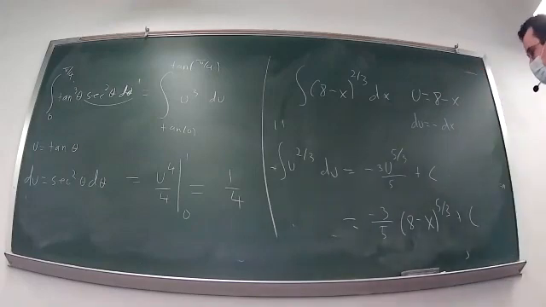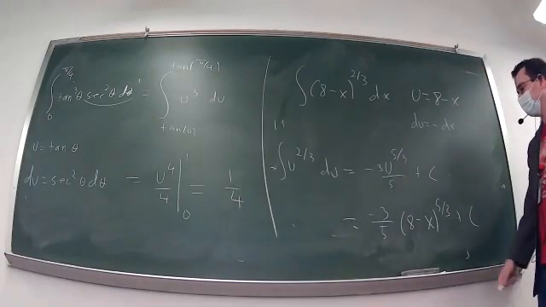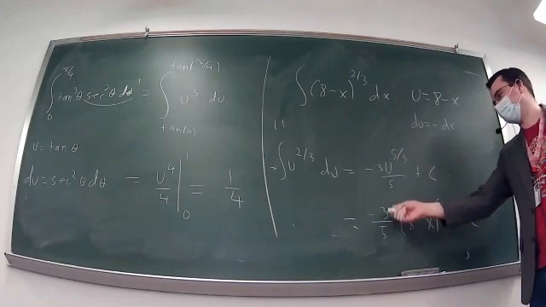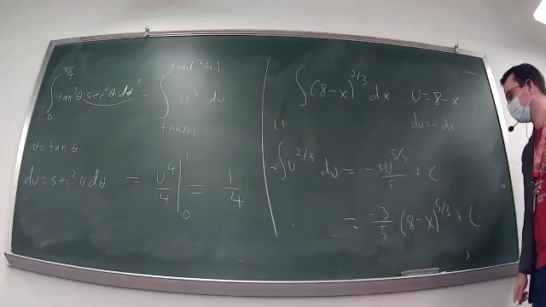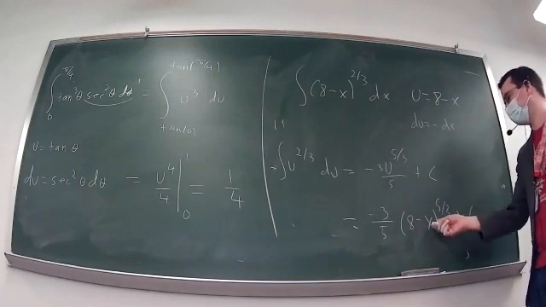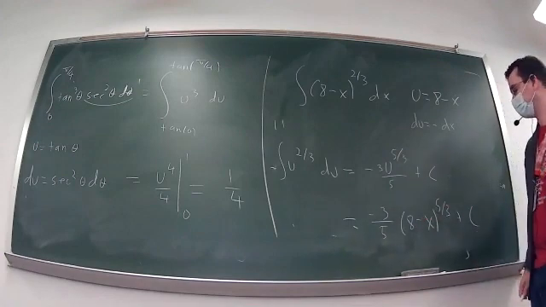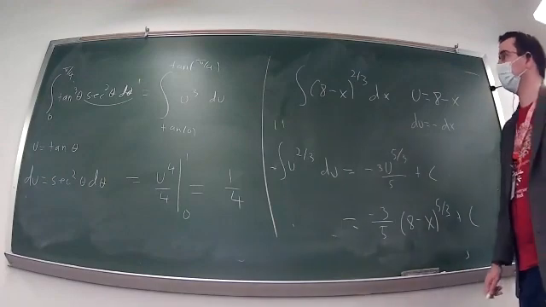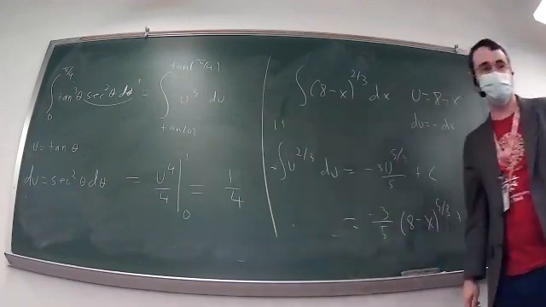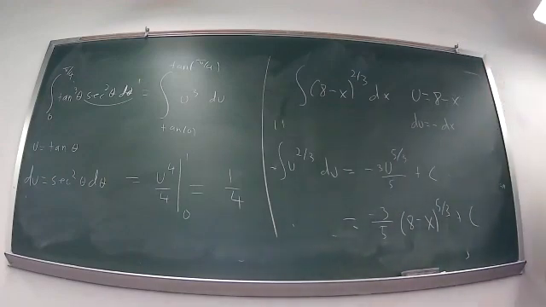You can check your answer by differentiating this. Differentiate it, the 5/3 comes down and cancels with the 3/5. Then multiplying by the derivative of the inside function brings out that negative sign, which cancels it. You get exactly 8 minus x to the 2/3. That was question number 10.